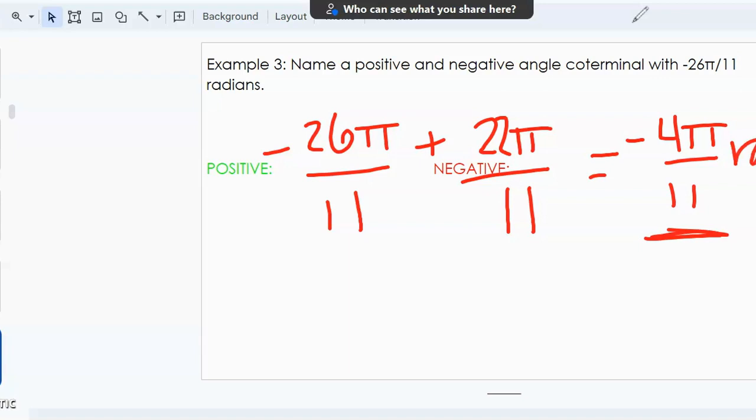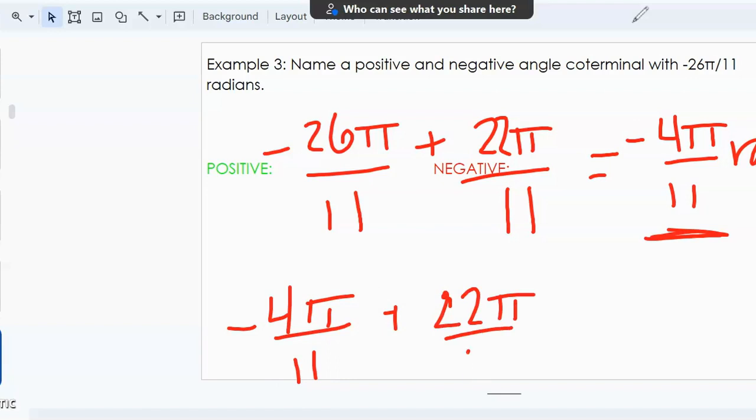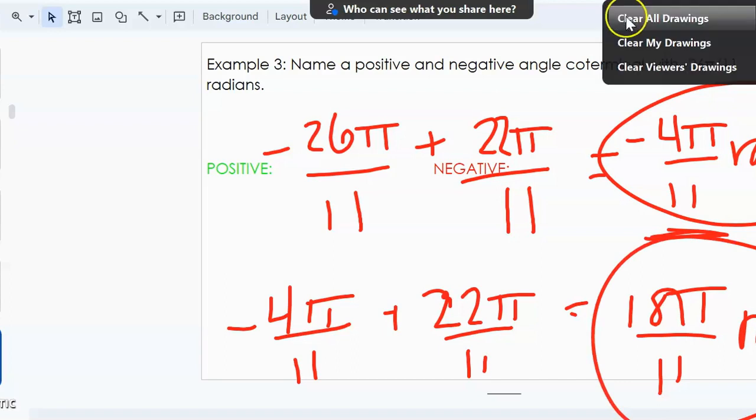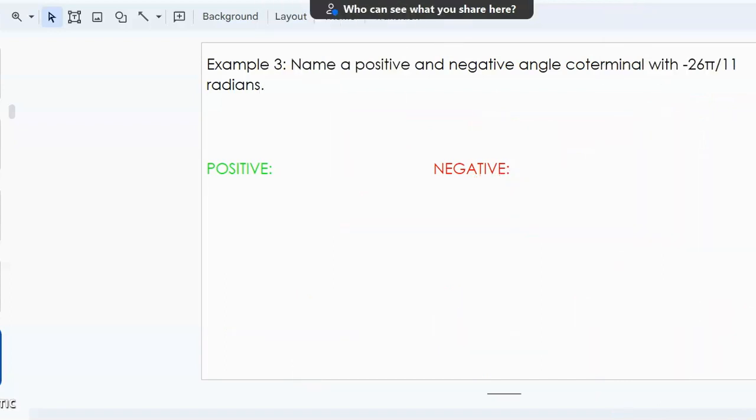But what we can say is our work's done for us for the negative. We'll make that our negative coterminal. But to get our positive, we're just going to have to keep adding. So negative 4 pi over 11, we're going to add 22 pi over 11 again. And that's going to give us a positive 18 pi over 11, which, yay, is now positive. So that means we are done. We've now found a negative coterminal and a positive coterminal. All right, go ahead, flip the page. Let's keep rolling.